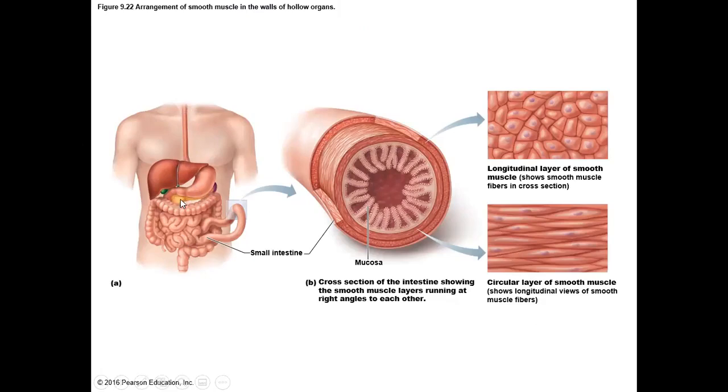So the esophagus, the stomach, the liver, the gallbladder, the pancreas, the spleen, the small intestine, the large intestine, and the rectum and anus are all hollow organs that have smooth muscle. In a cross section of the intestine, we see those.